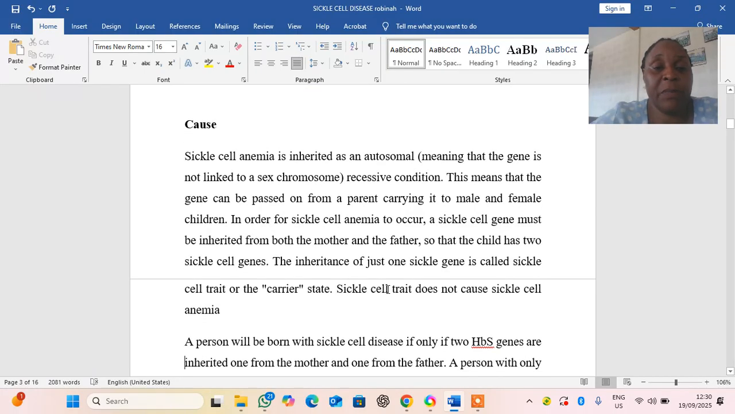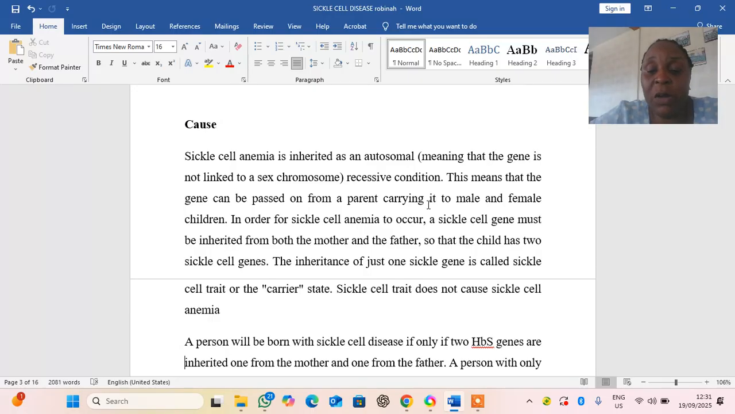And how is it caused? Sickle cell anemia, first of all, is an inherited condition, autosomal. It means that the gene is not linked to a sex chromosome. So this autosomal gene, which is sickled, is independent. It is not linked to any sex chromosome. And this means that the gene has to be passed from a parent carrying it to male or female children, so it can go to any of the sexes, either a male child or a female child, because it is not linked to sex. In order for sickle cell anemia to occur, a sickle cell gene must be inherited from both the mother and the father, so that the child has two sickle genes.